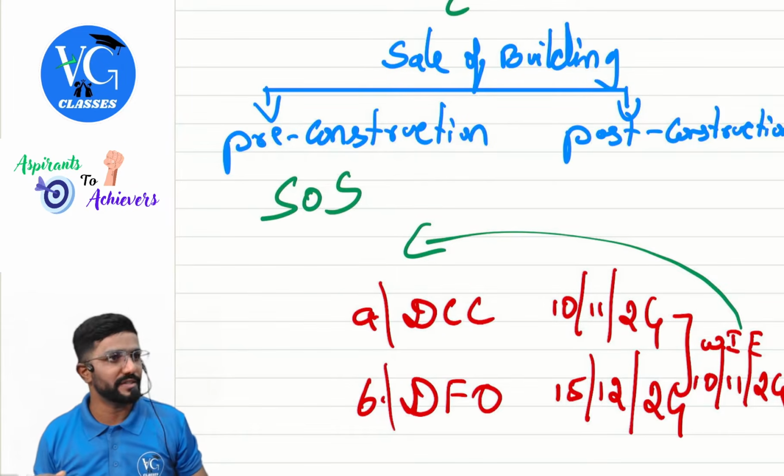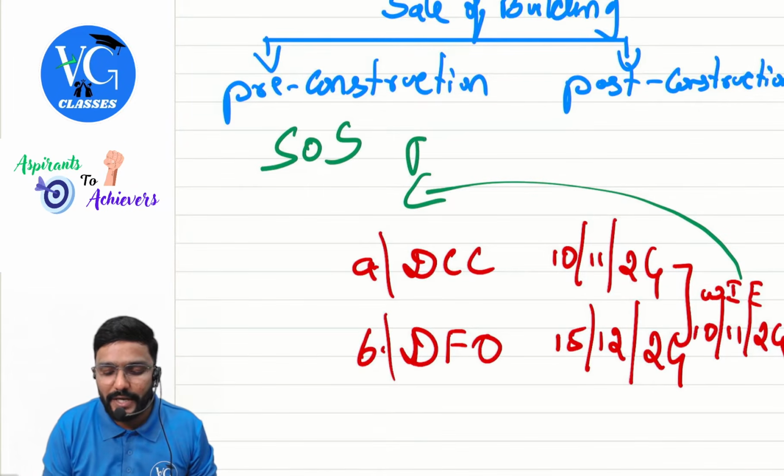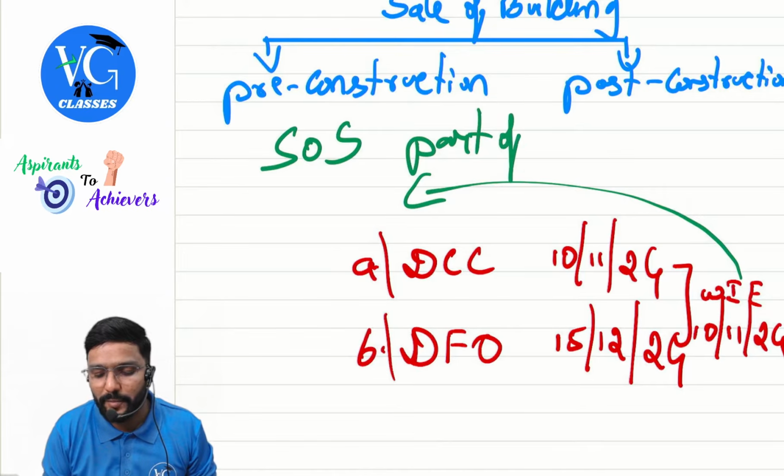Supply of service. Next, even part is received as part of payment. Okay, before this.